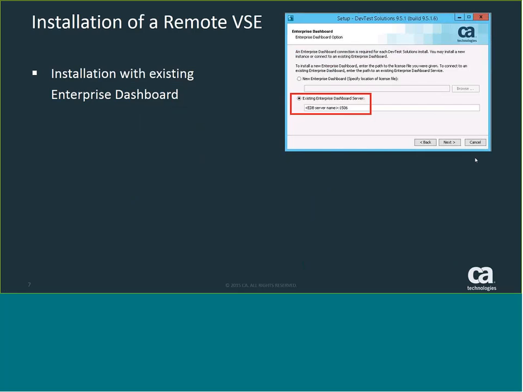Given that we want to install a VSE on a separate system that is remote to the registry service, it is fair to assume that the registry service already exists, and therefore the enterprise dashboard service is also installed already. So we do not require a license file for the installation, but select the option to install DevTest against an existing enterprise dashboard server, which we have to know, of course.